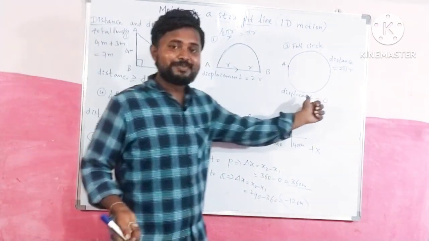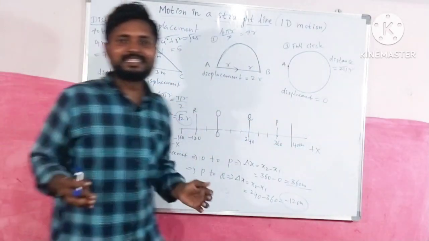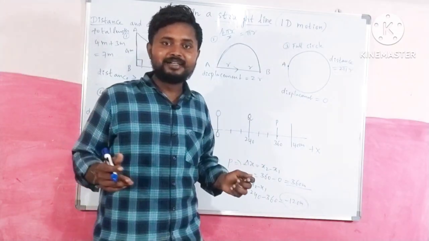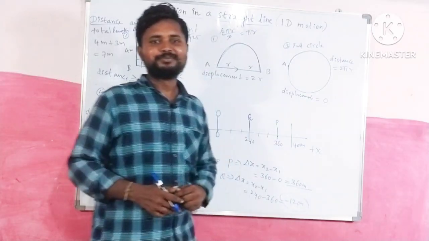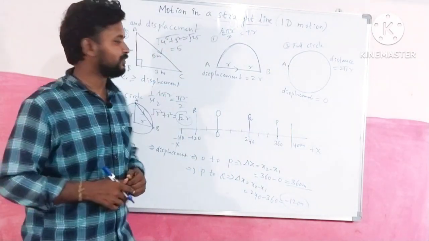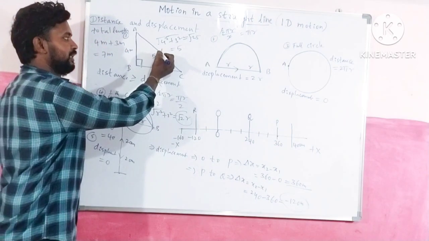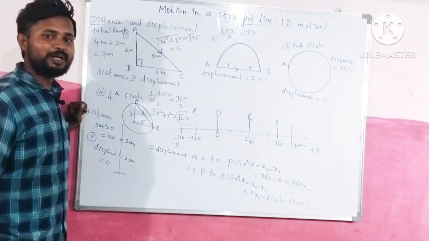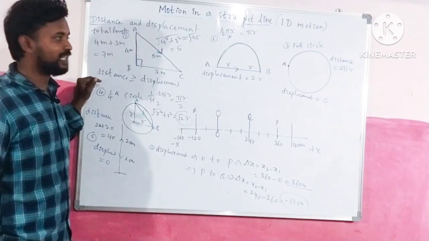In one case, displacement is 0. In another case, displacement is positive. So distance is always positive, but displacement may be positive, may be negative, may be 0. Displacement is a vector. It is a direct line joining the initial point to the final position. Distance is always greater than or equal to displacement.